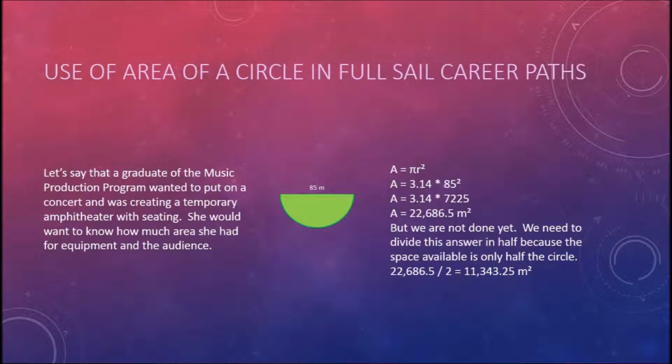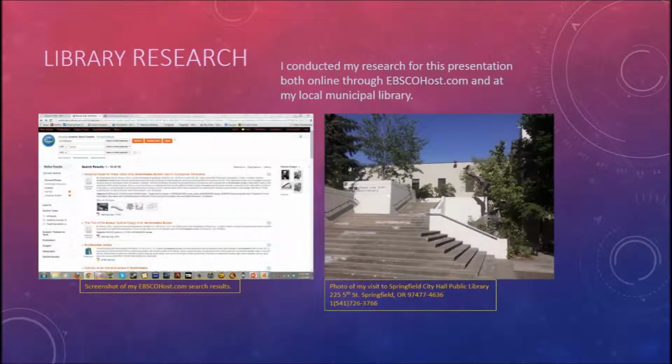giving us 3.14 times 7,225 meters, with a result of 22,686.5 square meters for the circle. But we're not done yet. We need to divide this answer in half because the space available is only half the circle. So 22,686.5 divided by 2 equals 11,343.25 square meters.